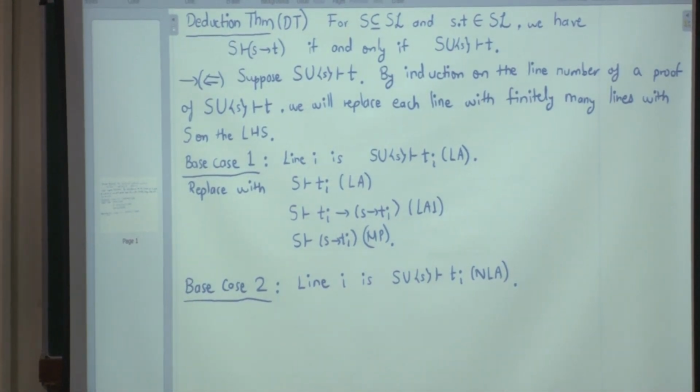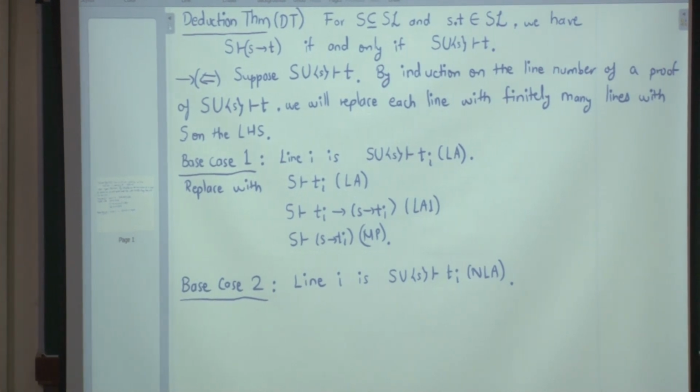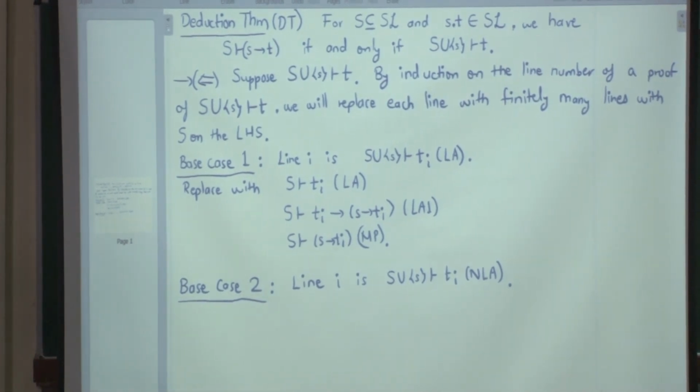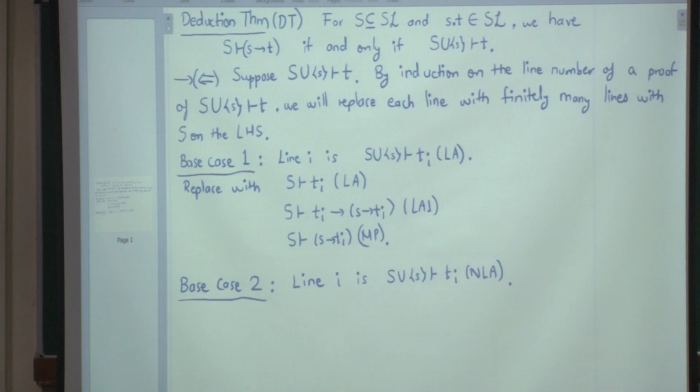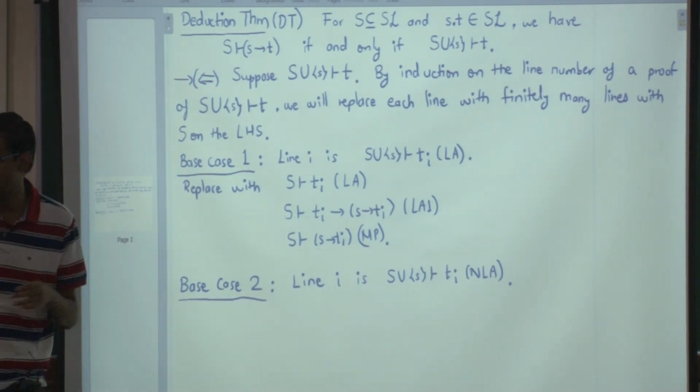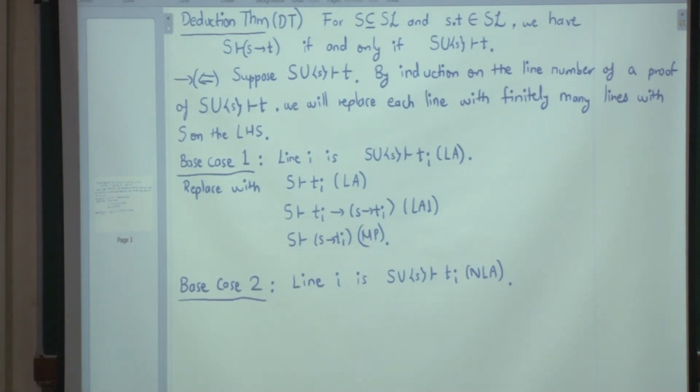So if there is a proof of S implies T from capital S, then we also have a proof of T from S union singleton small s. That part we have seen. Now we are looking at the converse. So suppose you have a proof of T from S union singleton s.